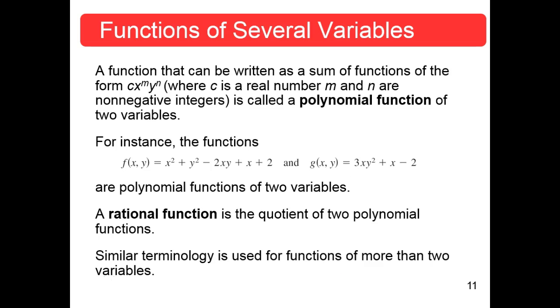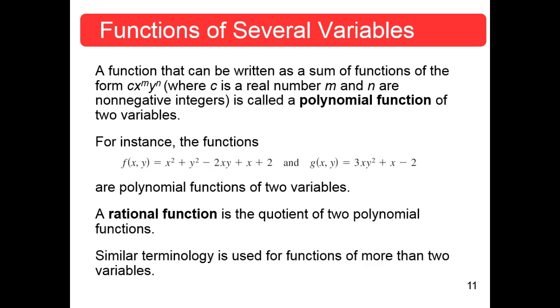a function that can be written as a sum of functions of the form C x to the m, y to the n, where C is any real number, m and n are non-negative integers, is called a polynomial function in two variables. Now, actually, back when you were doing polynomial variables, probably back in Math 100, you ran into these and you didn't think twice about it. The exponents had to be positive whole numbers. Okay, so you were fine with them. Now you realize those are actually functions of two variables, and you couldn't do anything else with them, like take derivatives, because we weren't doing that back then.